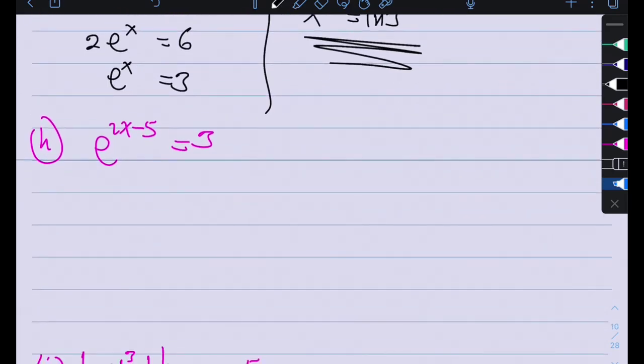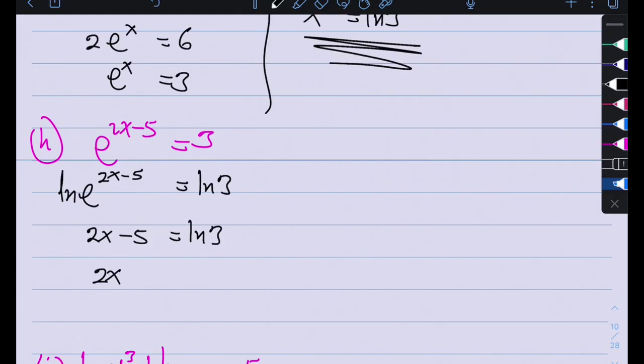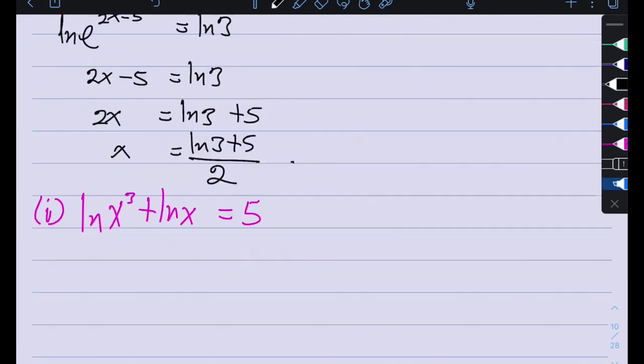How about if you have part h? How do you approach this particular problem? Well, you can just straight away take the ln of both sides, which is going to give you ln e^(2x-5) = ln 3. Then you will have 2x - 5 = ln 3. So 2x = ln 3 + 5. So x is (ln 3 + 5) all over 2, okay? And you are done. Easy like that.